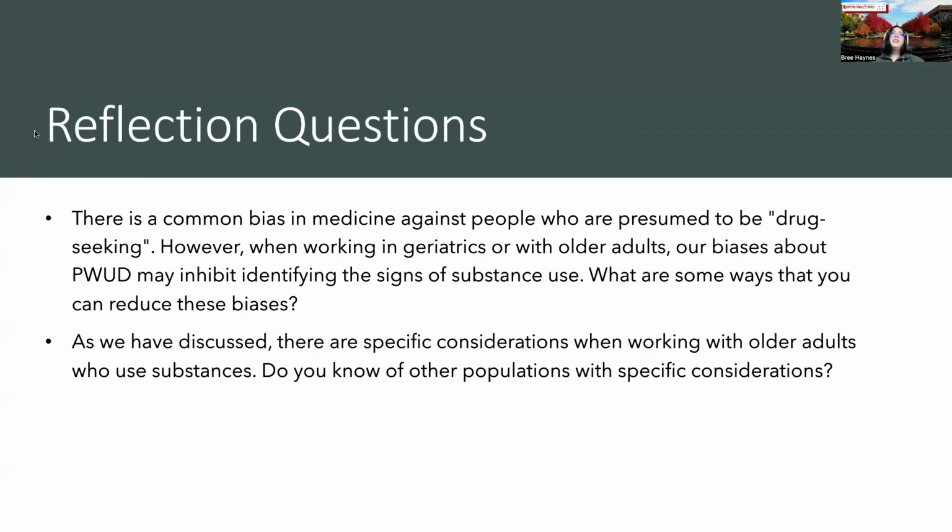So the first reflection question is, there's a common bias in medicine against people who are presumed to be drug seeking. However, when working in geriatrics or with older adults, our biases about people who use drugs may inhibit identifying the signs of substance use. What are some ways that you can reduce these biases? And I'll pause to let you answer that.